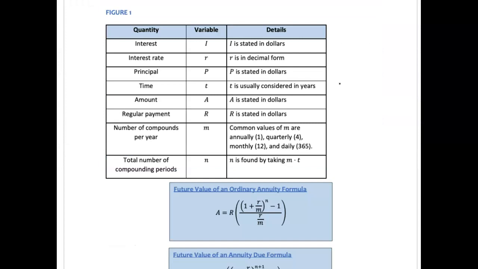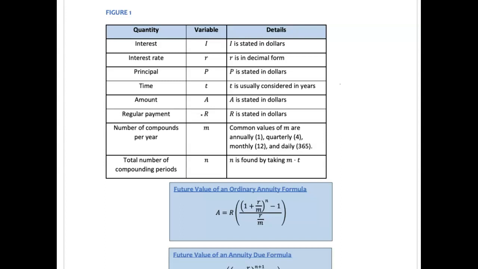In Figure 1, you will see summarized all of the quantities we're working with, together with their variable names and some details about those. Many of these variables are as introduced before: the interest I, the interest rate R, the principal P, the time T, and the amount A. These are all as in previous sections.